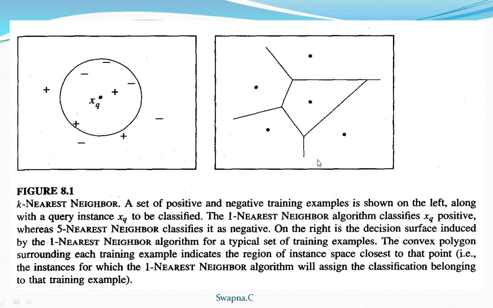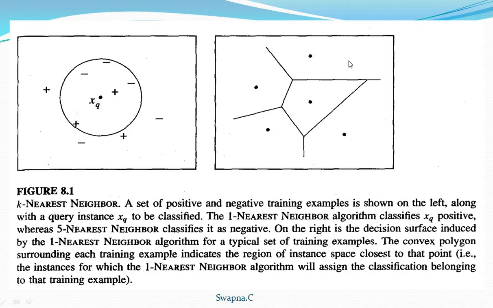Here, the second figure, the right-hand side figure, is the decision surface induced by the one nearest neighbor algorithm for a typical set of training examples. The convex polygon surrounding each training example indicates the region of instance space closest to that point. Here this polygon represents the space nearest to this training example. Every training example is shown as a point here also. This one is one training example, this one is one training example, this one is one training example. Here it is shown in the form of a decision surface.